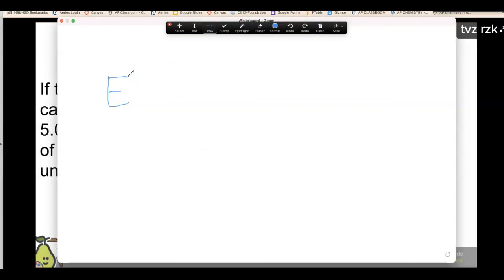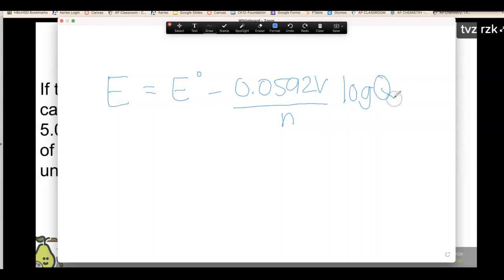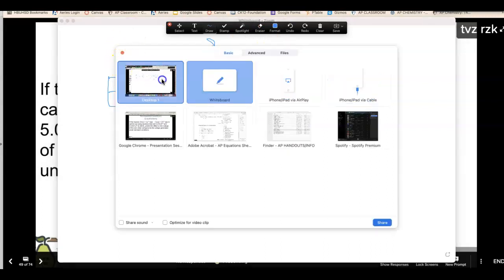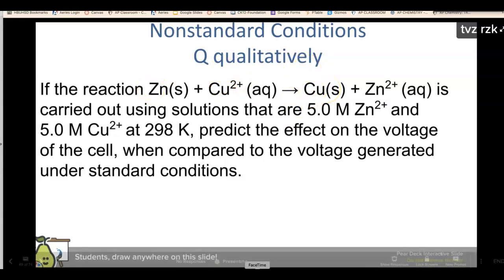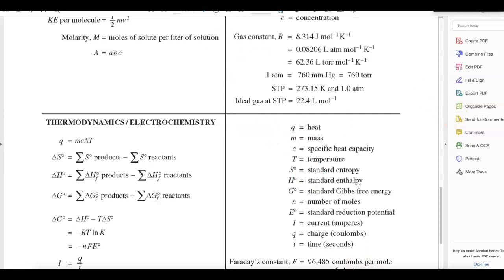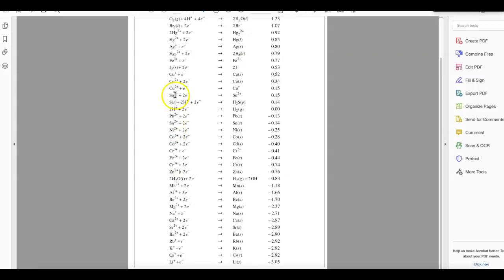E, voltage under non-standard condition, is whatever the standard voltage would have been minus this number. Again, I'm doing this with you. Okay, so let's figure out what the standard voltage would have been. Well, we need reduction potential tables for that, right? So the copper is being reduced, so we'll use copper's reduction potential, and the zinc is being oxidized. So copper being reduced is here, 0.34, so we'll keep that. And the zinc being oxidized would be this one flipped backwards, because this is zinc being reduced, so positive 0.76.